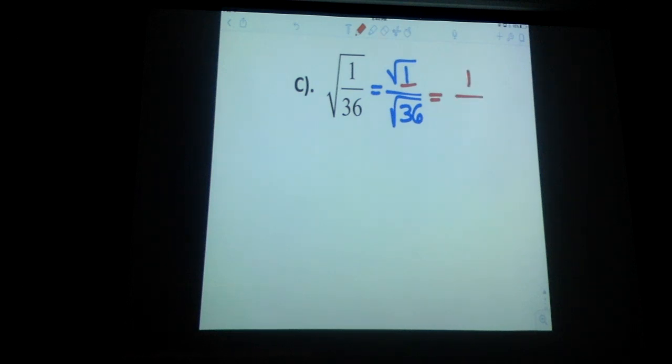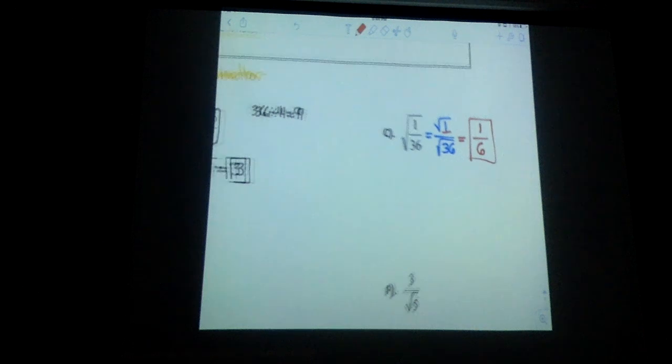Similar to in your denominator where you've got the square root of 36. The square root of 36 is just the number 6. And once you simplified, you're actually done. There was no rationalizing that you had to do. That would be your final answer.